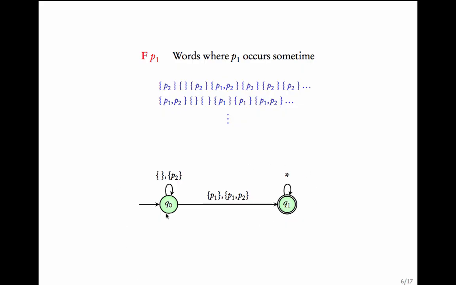You can also show that any word that is accepted would have to have a P1. So this automaton represents the set of words that satisfy the property FP1.